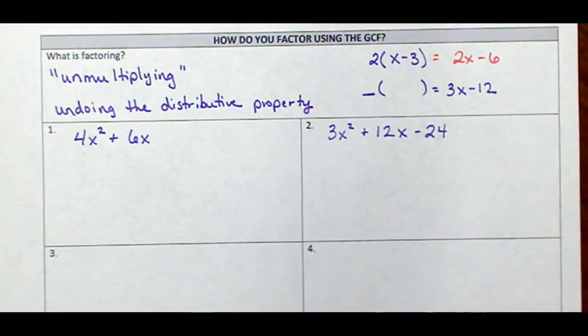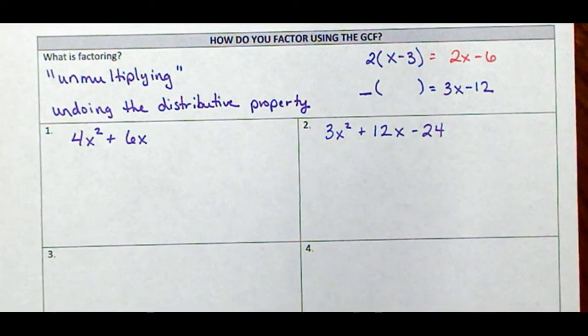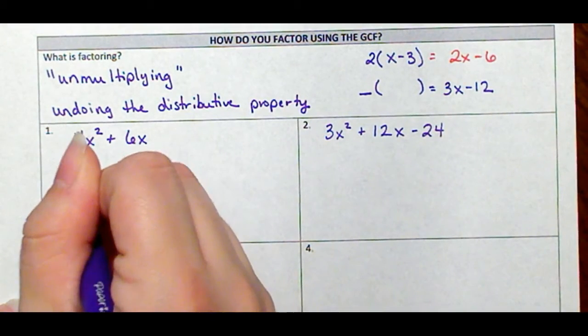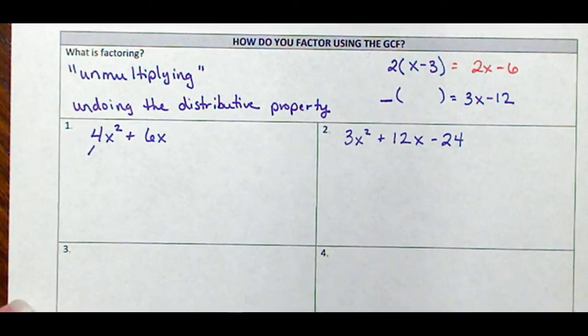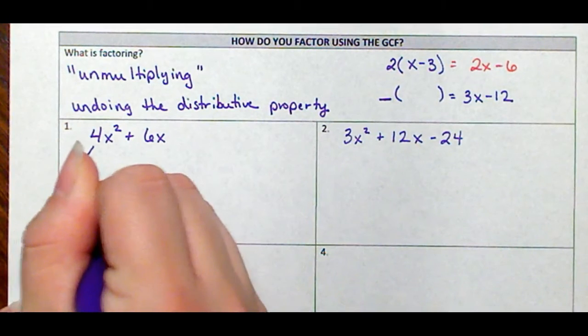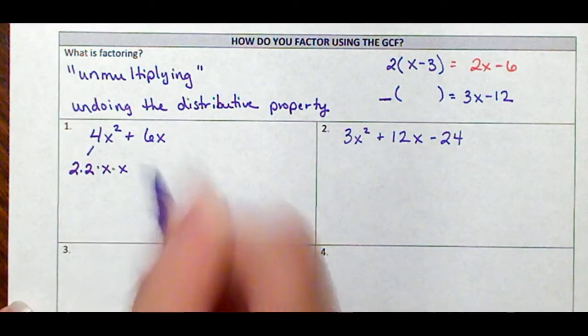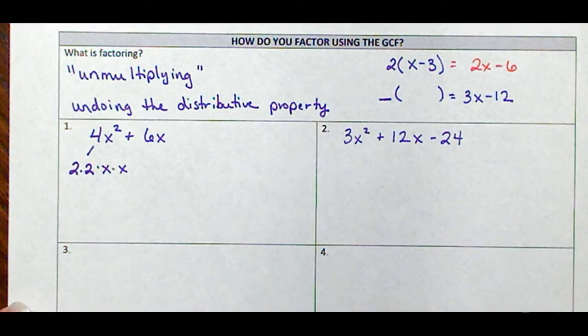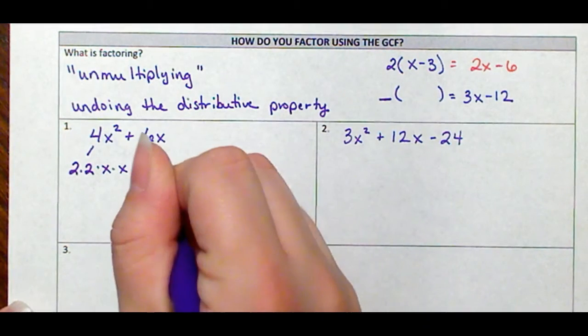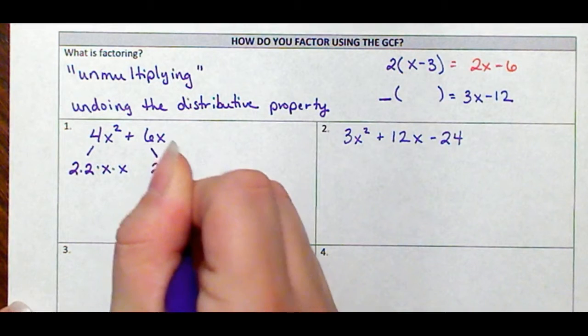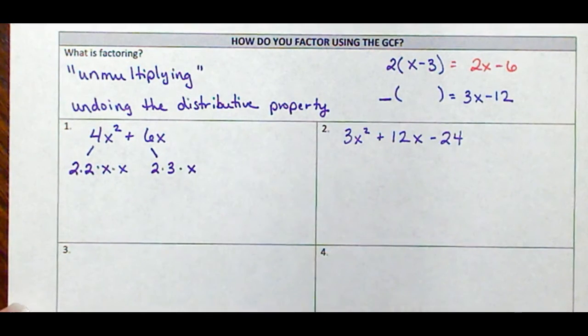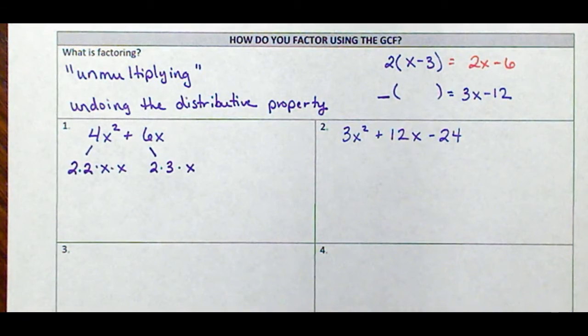So looking at number 1 here, 4x squared plus 6x. First thing we need to think of is, what are the factors of 4? If we prime factorize this, this would be 2 times 2 times x times x. Those would be the factors of 4x squared. Likewise, 6x would be 2 times 3 times x. So think back to our factor trees, if you were to prime factor this out like we did in radicals.